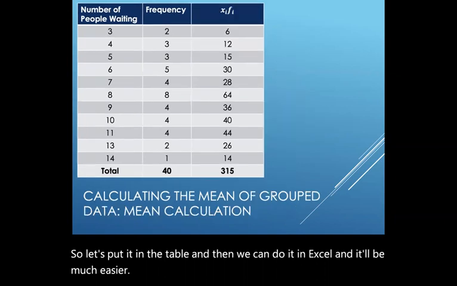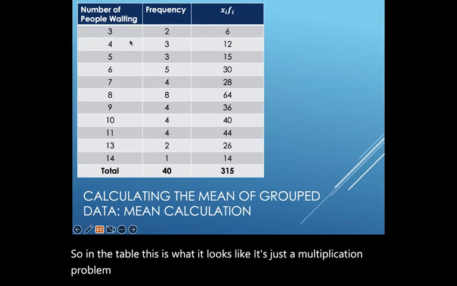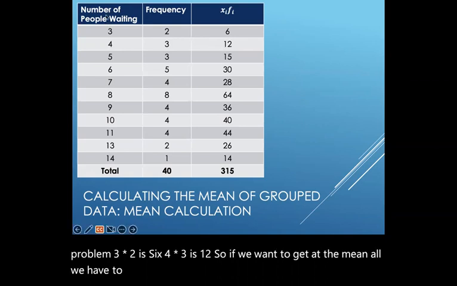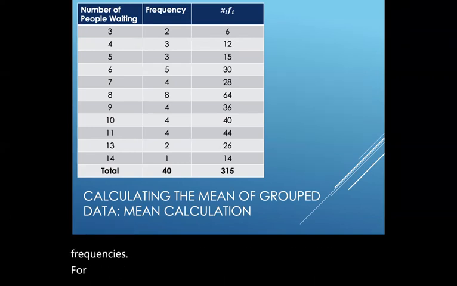So in the table, this is what it looks like. It's just a multiplication problem. 3 times 2 is 6. 4 times 3 is 12. So if we want to get at the mean, all we have to do is multiply each data value by the number of times it shows up. And that'll give us the sum of all of the frequencies for the data values.